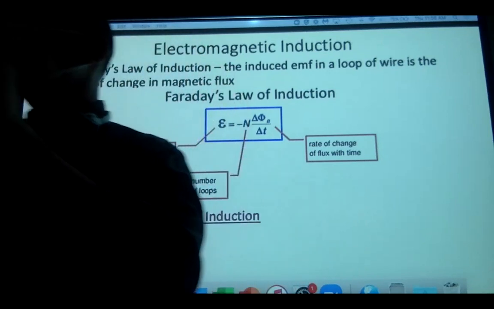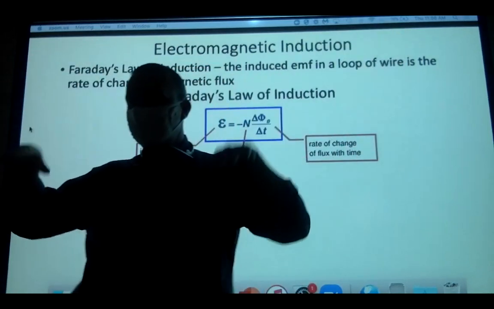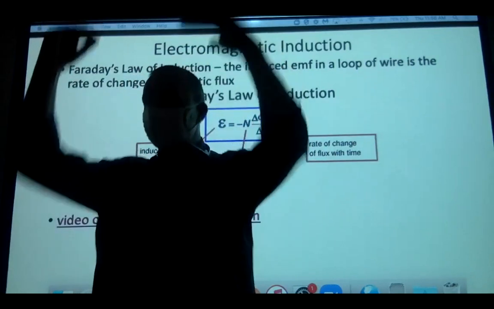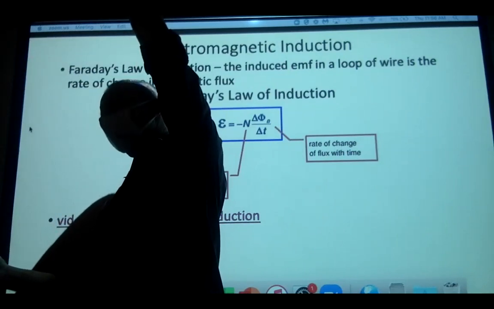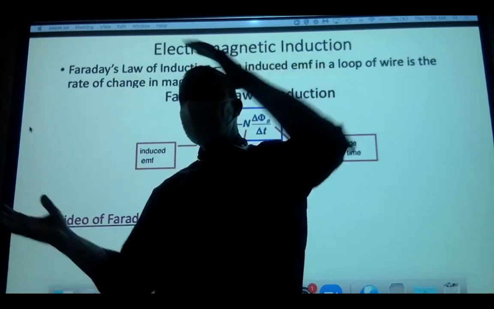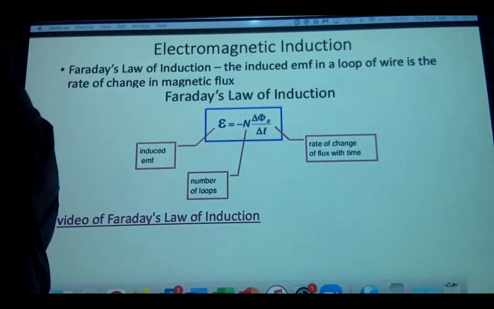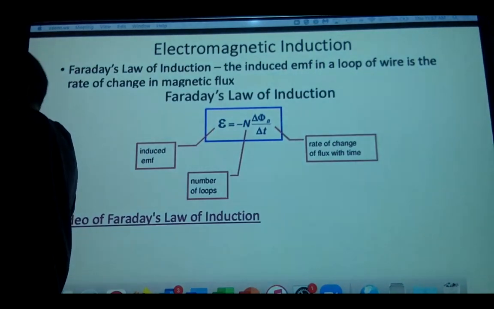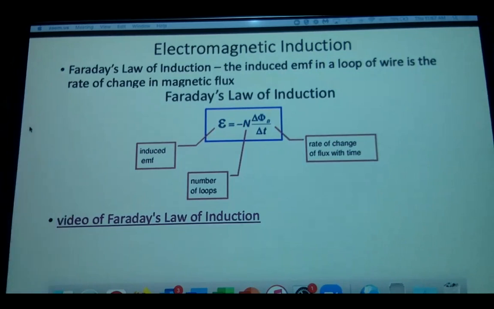passing through. Think of it as like a window. The flux is how much air can flow through the window. So if I close the window and I only have this big opening, there's a smaller amount of flux than the open window. So we can change that in 3 different ways. We can open the window and let more air in. The wind could blow harder and put more air through, or we can change the angle. And that's the 3 things: B, A, and cosine of the angle.